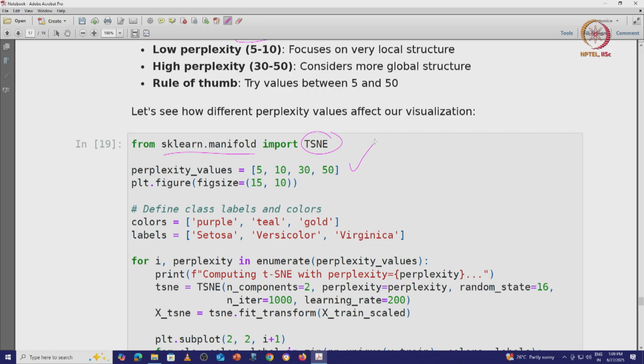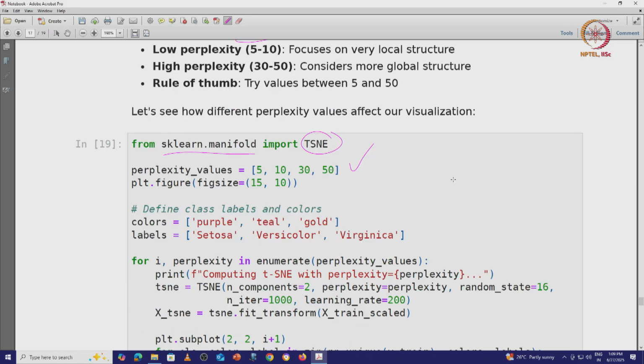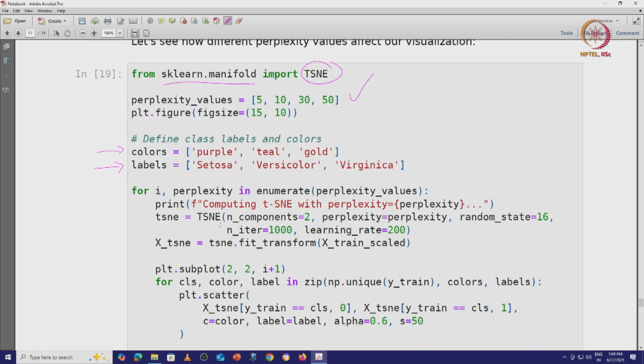We are trying various perplexity values, which I said is how many neighbors every point should consider, right, and then you can assign different colors and labels to these points. We are always looking at two components here because it's easy to visualize two components. Ultimately we want to plot the data in the new t-SNE space, and it's easy to plot if you have two components. So that's why we are sticking to two components.